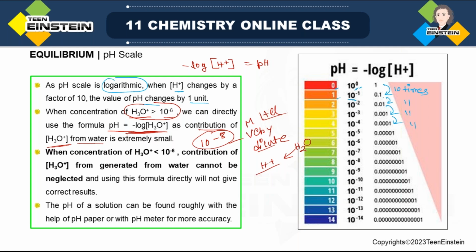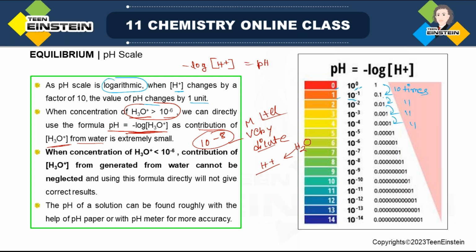One more point: the pH of a solution we can find roughly with the help of pH paper. There is a specific paper, and when it comes in contact with the solution for which you want to know the pH, there are some specific values and the corresponding colors mentioned. So from the color you can understand what the pH is. Another instrument is the pH meter, which will give you a very accurate value. So these are some ways by which you can find roughly the pH of a solution.